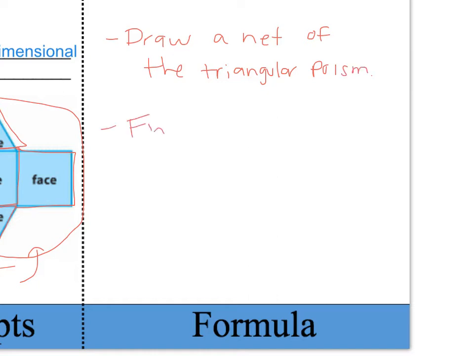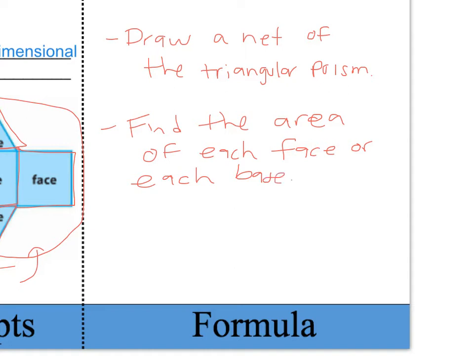And then find the area of each face or each base. Then once you do that, add up all the areas. So once you draw your net first, find the area of all the faces and add them up, you will get your surface area. And remember, since surface area is still talking about area, our units will be to the second power. So let's use these key concepts to discuss the following examples.